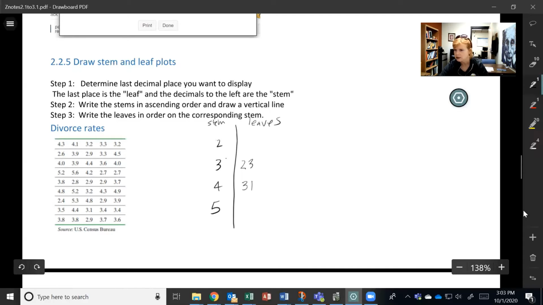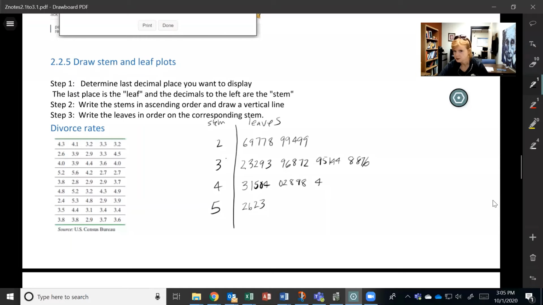I think there's 45 numbers. Okay, magically, all the numbers are filled in, right? So there's going to be 45 of these numbers, and each one represents one of these divorce rates. Now it's not quite done. The next thing you're supposed to do is put this in ascending order, so we want the smallest to the largest here, all right?